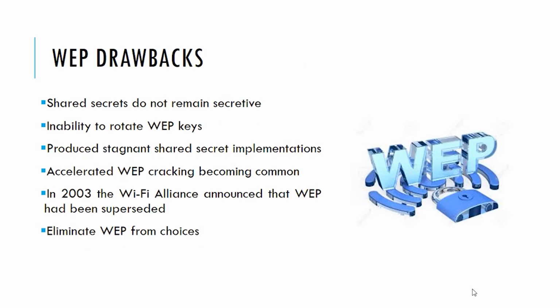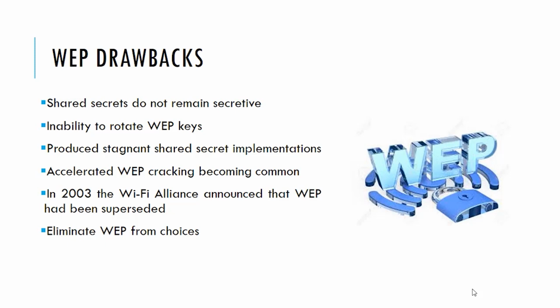We have some drawbacks of the WEP. The shared keys that are used in encryption and decryption do not remain secret. They are shared among some people, so they may be shared among attackers as well. The WEP has an inability to rotate the WEP keys. Rotating the keys makes the encryption algorithm stronger, and this inability makes the WEP stagnant. Stagnant shared secret implementations have led the WEP to be easily broken and easily intruded upon by attackers. Accelerated WEP cracking became common.